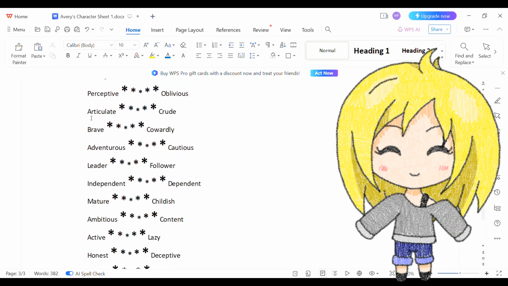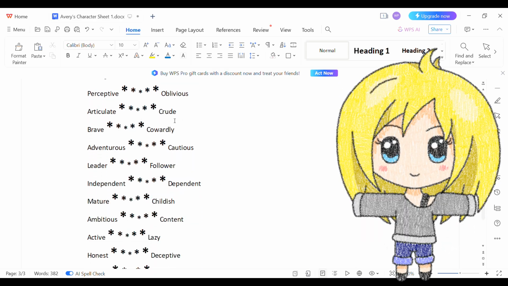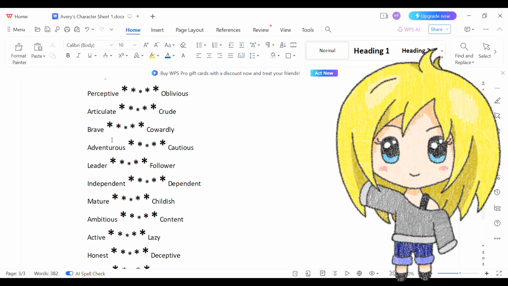Now, is your character articulate or crude? Are they very eloquent and well-spoken, or do they not know how to talk right proper? Is your character brave or cowardly?